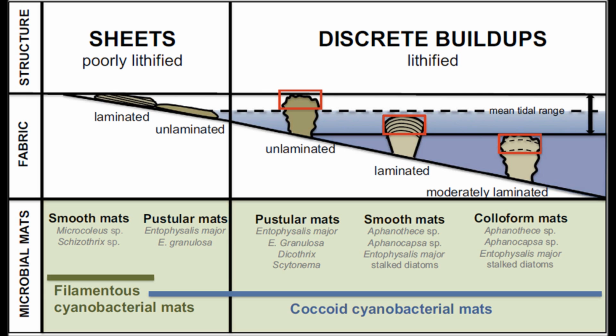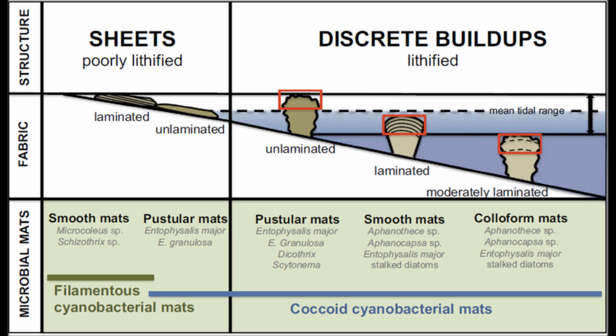In the upper intertidal, we have pustular mats where the dominant microbe is Entophysalis. And Entophysalis makes an unlaminated internal fabric. In the lower intertidal, we have smooth mats dominated by coccoid cyanobacteria. They make laminated structures. And in the subtidal, we also have coccoid-dominated cyanobacterial mats, but they're making kind of a jelly type of mat. This type of coliform mat makes a moderately laminated internal fabric.